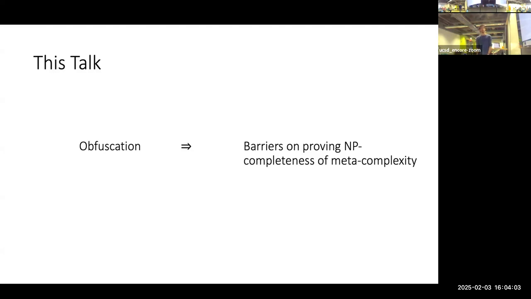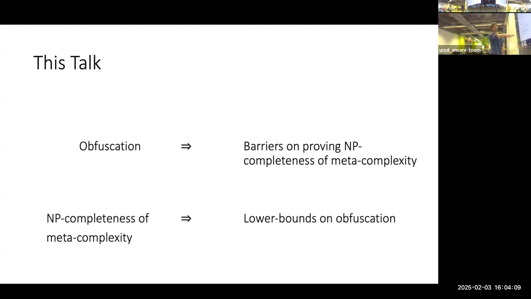And the second result will be to look at this connection from the other direction, in order to show that if we know that problems in meta complexity are NP-complete, we can get lower bounds on cryptography, on the existence of obfuscation.